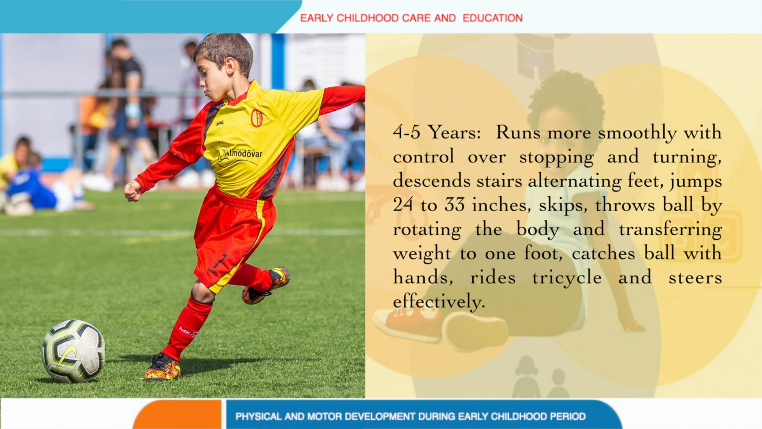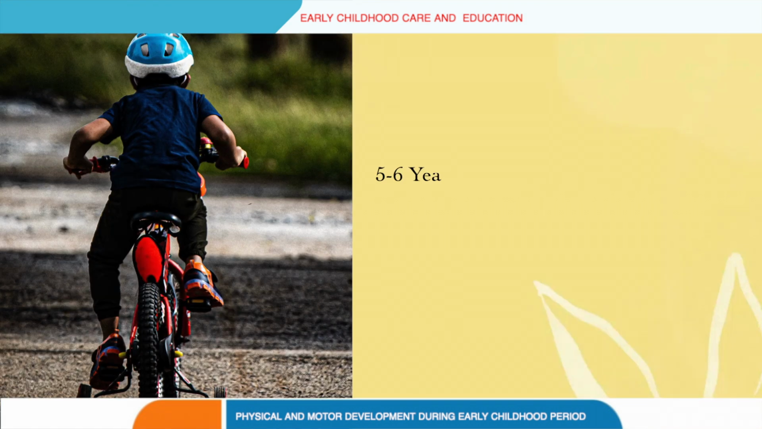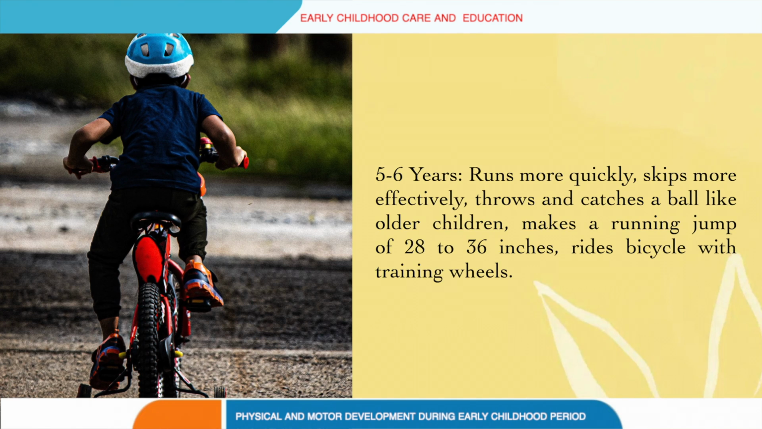turning. They descend stairs with alternating feet, jump 24 to 33 inches, skip, and throw a ball by rotating the body and transferring weight to one foot. They can also catch a ball with their hands, ride a tricycle and steer effectively. Again, during 5 to 6 years, they can run more quickly, skip more effectively, throw and catch a ball like older children and make a running jump of 28 to 36 inches. And they can also ride a bicycle with training wheels.